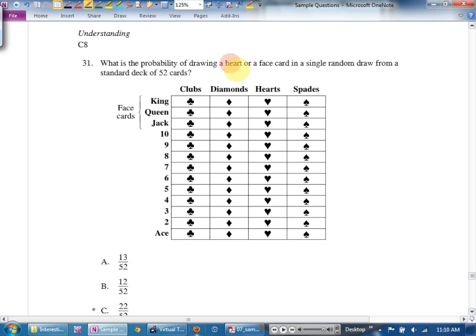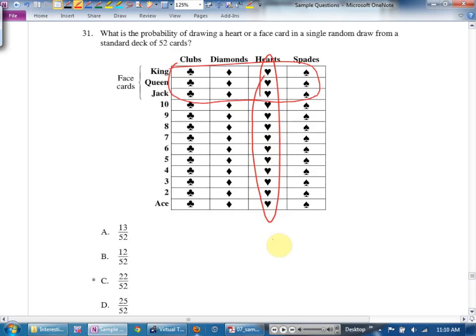Because remember I said if we can count it, we can solve it. But you could have gone hearts or face cards minus the overlap. How many hearts are face cards? So there's the equation. Diagram is provided as an instructional tool and may not be provided on an exam. So you might actually have to know what the cards are.